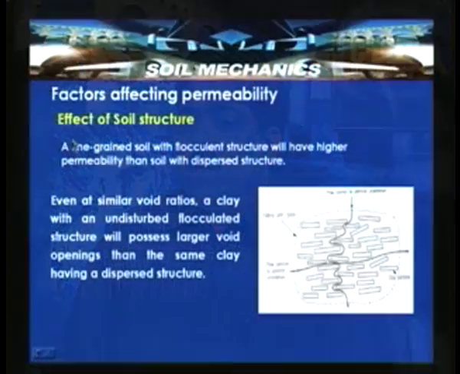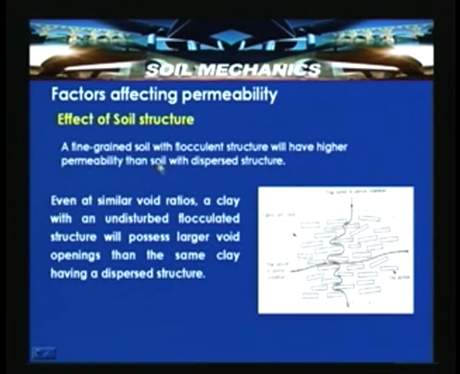So here is the same topic we discussed. A fine-grained soil with flocculent structure will have higher permeability than soil with dispersed structure. Here the soil with the dispersed structure is shown. The flow normal to the particle orientation has a more tortuous path, leading to a very low permeability in this direction, compared to the flow parallel to the particle orientation. If you consider it, it is less tortuous and can have more permeability.